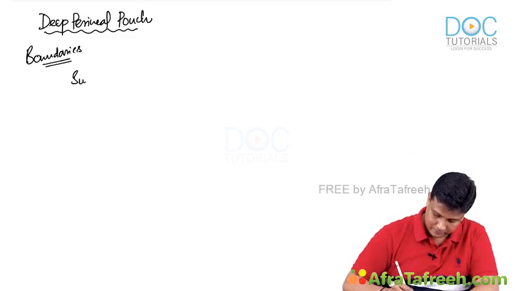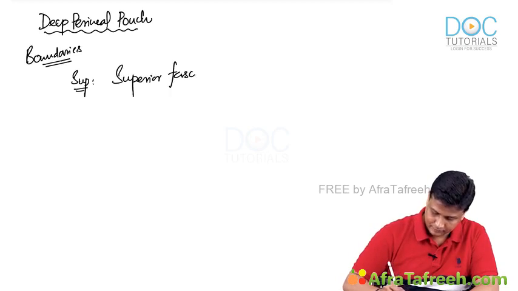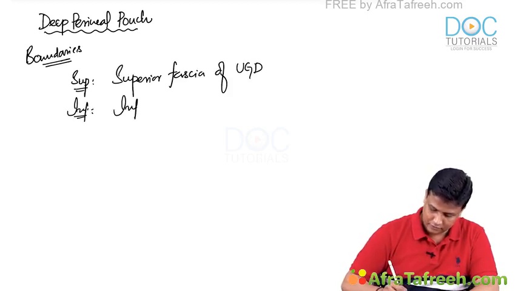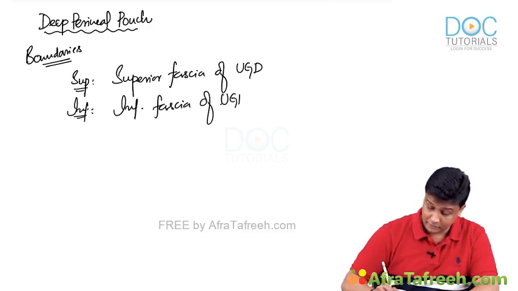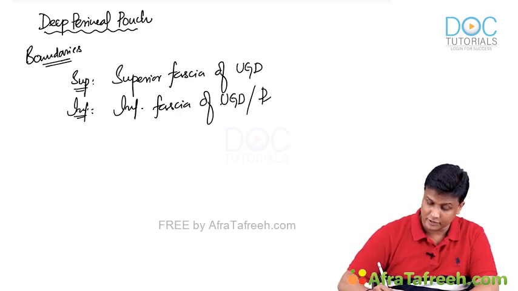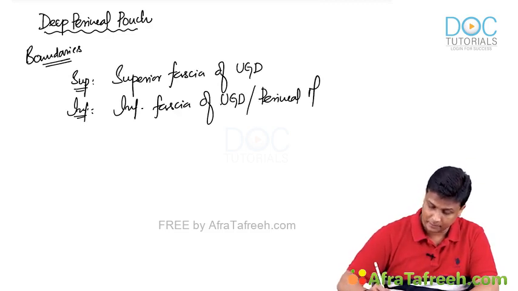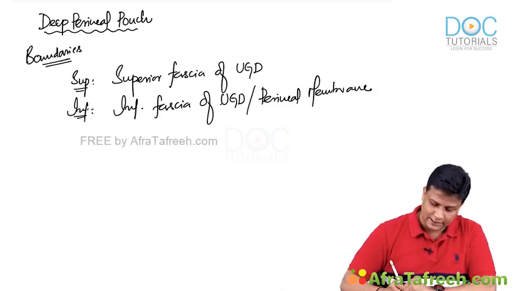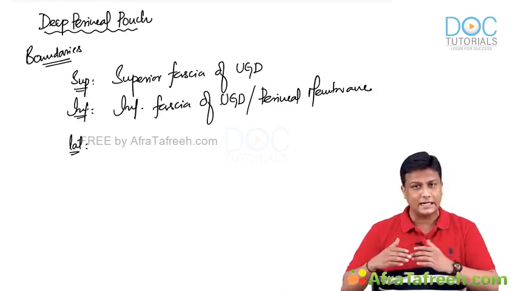Superiorly, you'll be having superior fascia of the urogenital diaphragm, and below, inferiorly, you'll be having inferior fascia of the urogenital diaphragm. But remember the another name of that one, it is known as perineal membrane. Perineal membrane. Then what do you have laterally, guys? I'm done with above and below. What do you have like laterally?